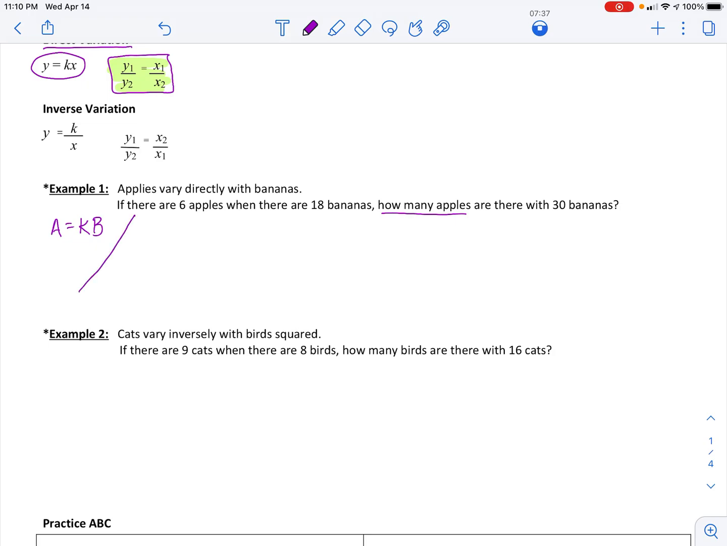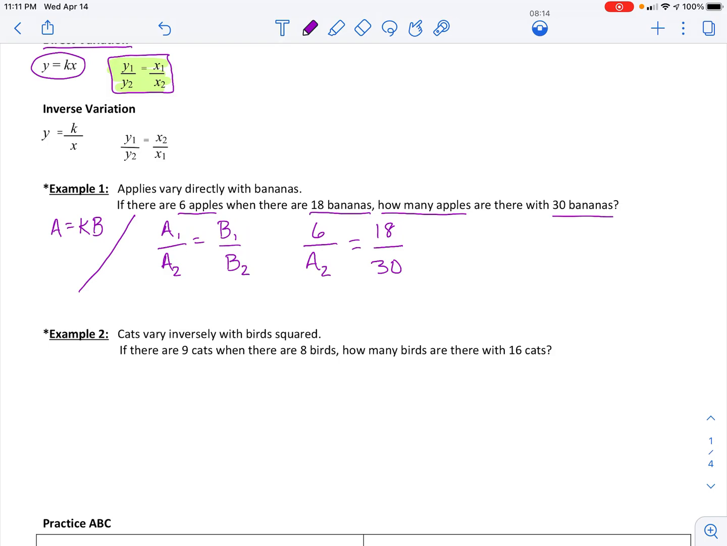But using today's new method, let's write out how this is going to look. So if it's apples to bananas, we really are using A sub 1 and A sub 2, and B sub 1 for bananas and B sub 2. The A sub 1 is our beginning apple number, which we see there's 6 apples in the beginning. In the end, we're trying to find how many apples, so that's going to be our missing variable there. We're going to put a variable for our missing unknown. The first count of bananas is 18, and in the end, we had 30. So here's what we're solving.